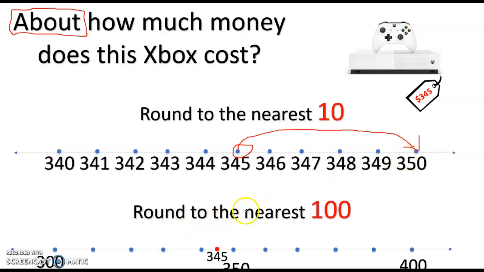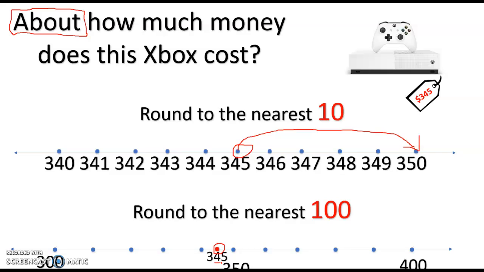Now let's round it to the nearest 100. Here's 345 on my number line. When I'm rounding to the nearest 10, I need to look to the ones place. When I'm rounding to the nearest 100, I need to look to the tens place. I see I have a 4.